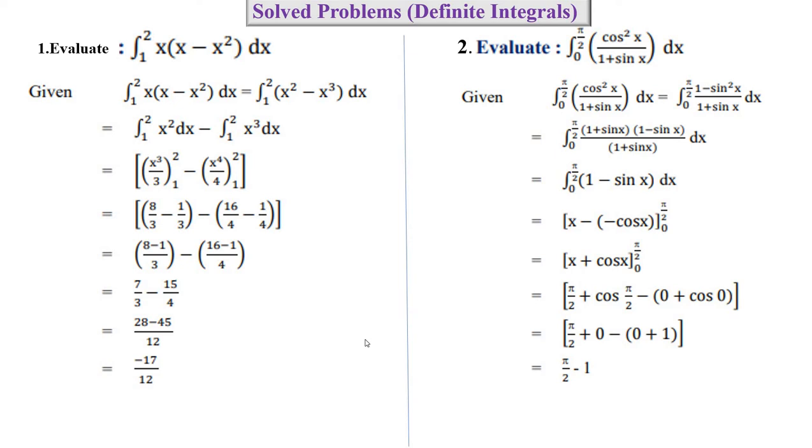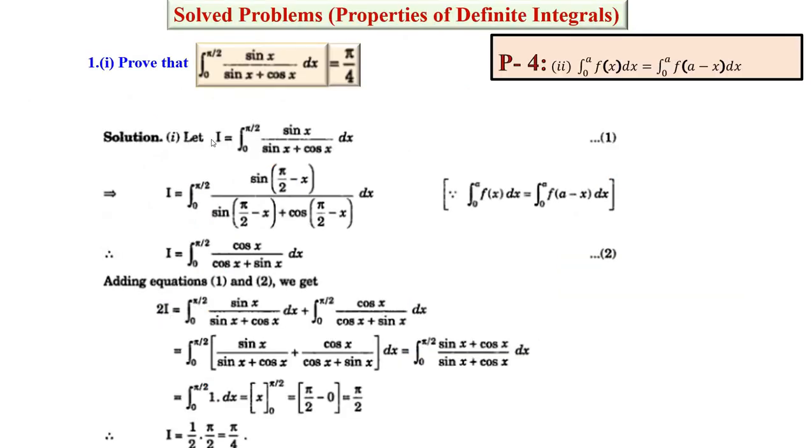Now we will see solved problems using properties of definite integrals. So the first one is: prove that integral 0 to pi by 2 of sine x by (sine x plus cos x) dx is pi by 4. So we mainly make use of the second subdivision of the property 4, which we have seen earlier. Integral 0 to a f of x dx can also be written as integral 0 to a f of (a minus x) dx. So the given integral is to be considered as, say, some capital I. So I is equal to integral 0 to pi by 2 sine x by (sine x plus cos x) dx.